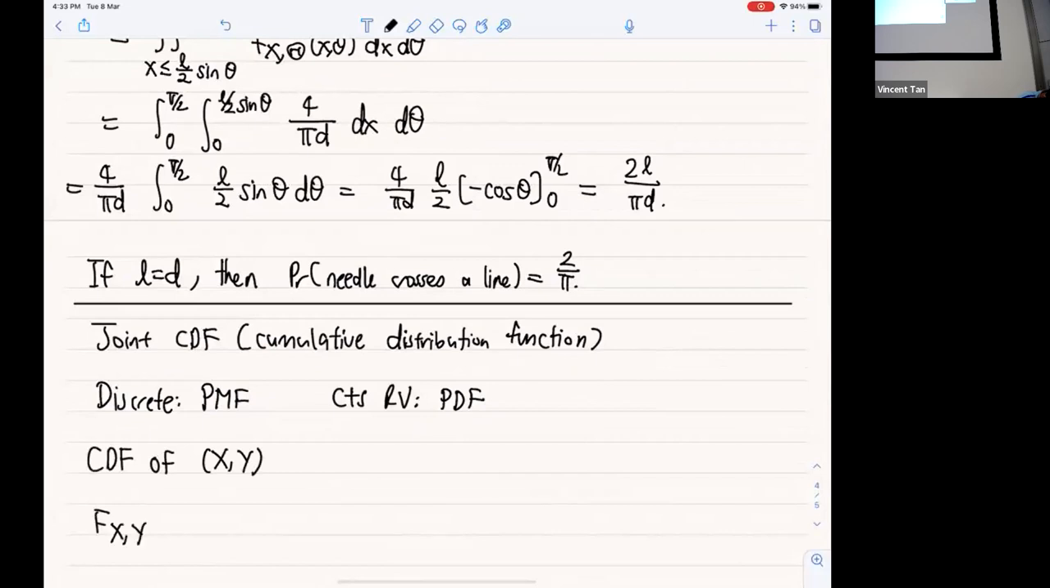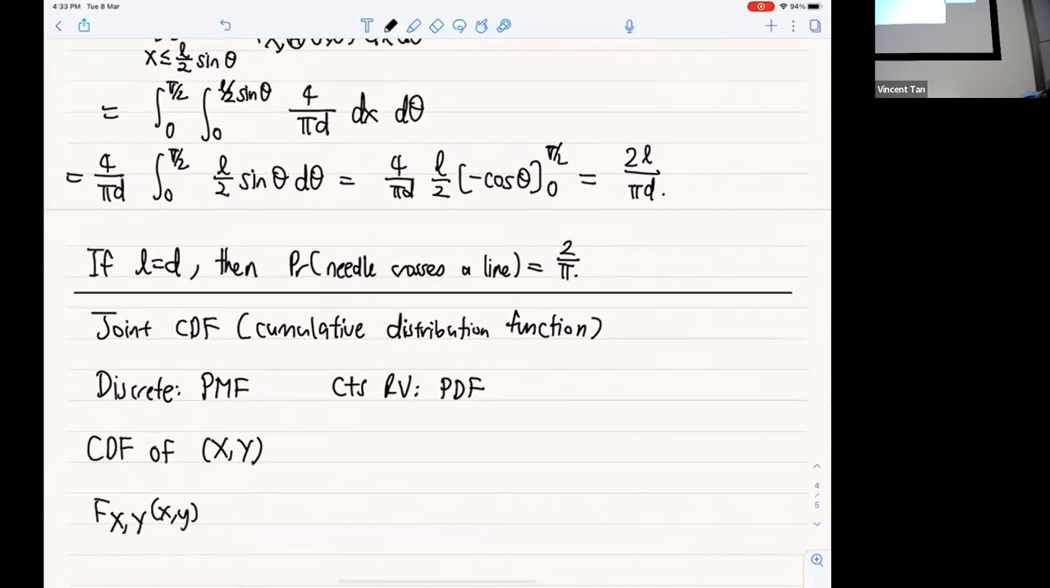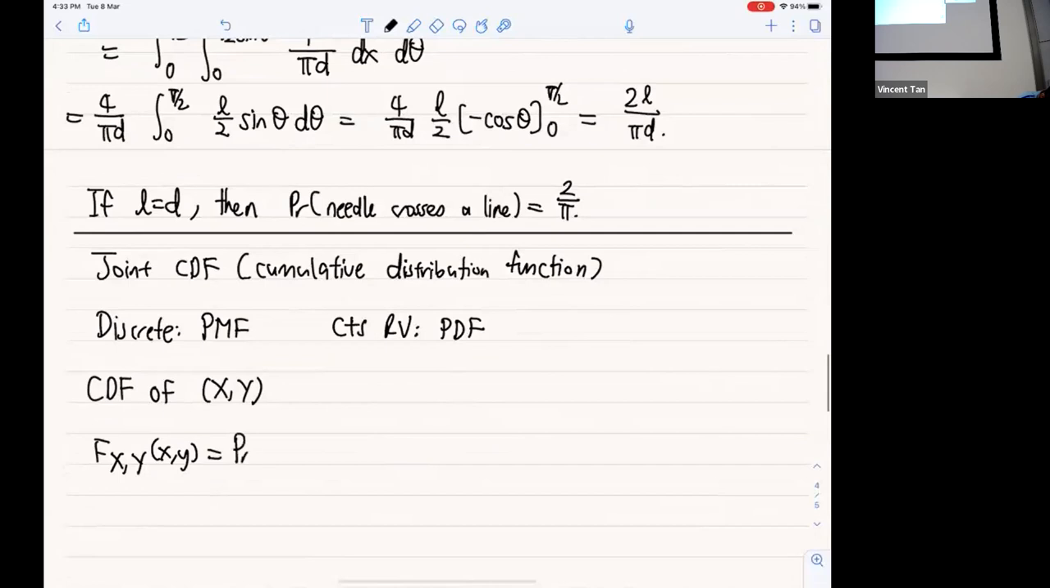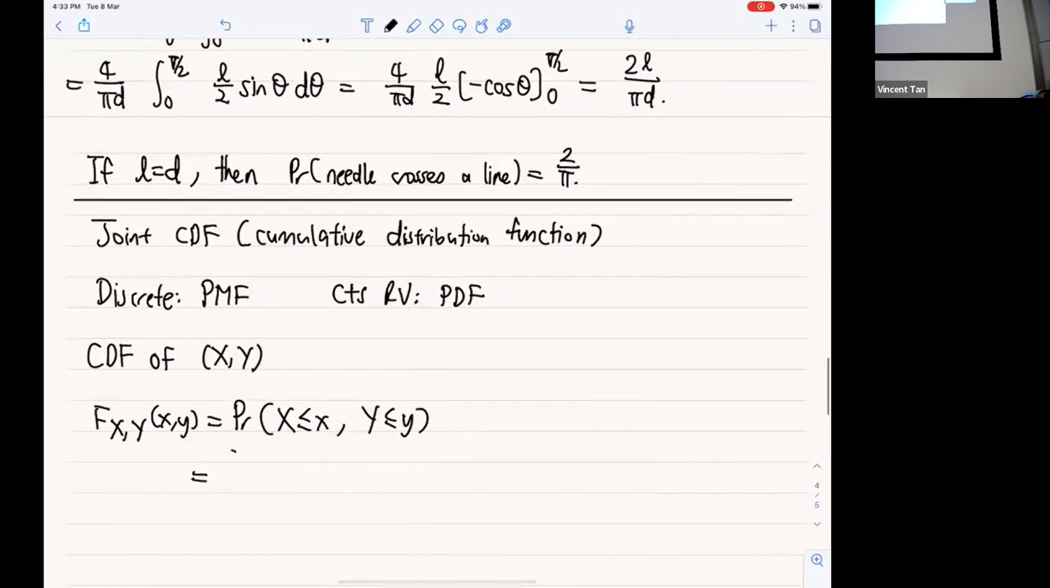And just to remind you, the cumulative distribution function of two random variables, the pair X, Y, is given by this symbol F_XY(x, y). And that is basically the accumulation of all probabilities from the left to the right. Okay, that is the definition. And more precisely, this is the integration from minus infinity to y, and minus infinity to x, of f_XY(s, t) ds dt.